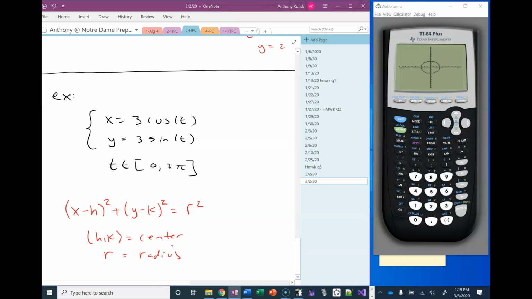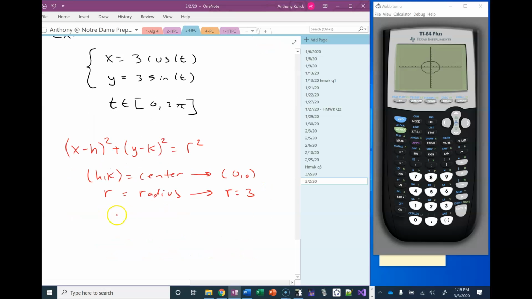Okay. So in this picture that we have here, what is our center? Yeah, the graph on our calculator. Good, the origin. What is the radius? 3. Okay. So it appears that we should have x squared plus y squared is equal to 3 squared, right? Let's confirm that, shall we?